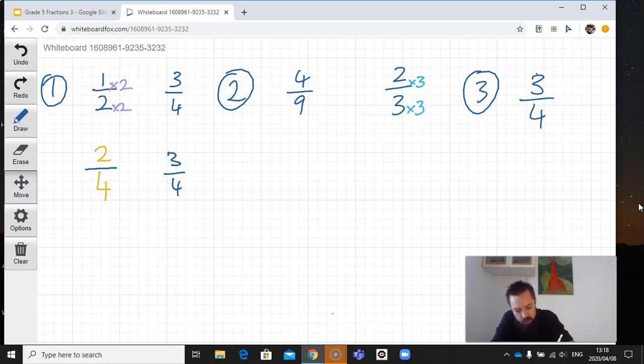Okay, so our new numerator is 6, because it was 2 times 3. We got 6, and our new denominator, 3 times 3, is 9. Right, and if we're comparing 6 over 9 to 4 over 9, we can easily see which one is bigger and which one is smaller. Right, on to number 3.